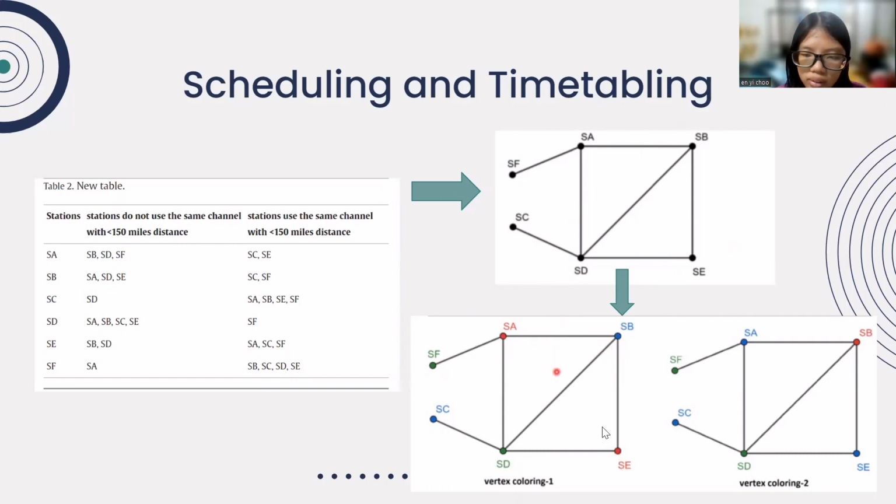Why? Because it does not connect to red. However, it connects with blue and green. So this one we also put as green. Why? Because it does not have the same color as SA and SB. And SD also does not have the same color as SC and SE, which are green, blue, and also red. So this is the same method we're using, but we just apply a different color sequence. After that, that's our graph coloring.